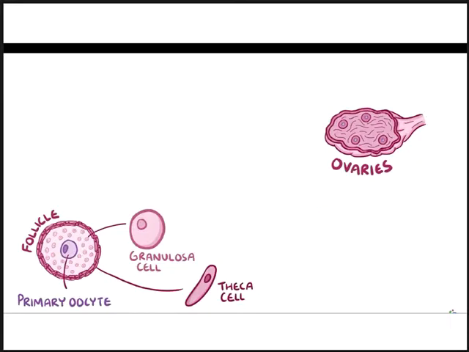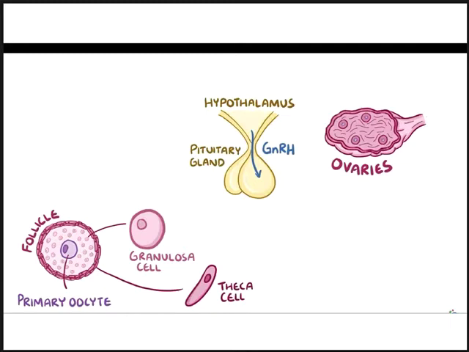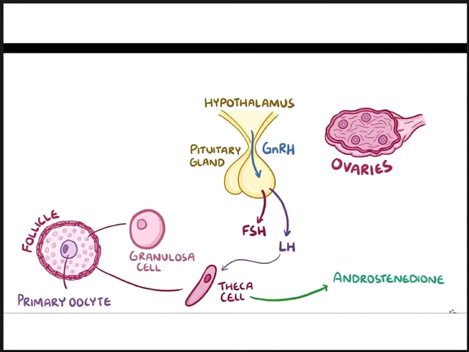Anyway, all of this process is ultimately controlled by the hypothalamus, which is all the way away from the gonads up in the brain. And the hypothalamus secretes gonadotropin-releasing hormone, or GnRH, which travels to the nearby pituitary gland and makes it secrete two hormones of its own, follicle-stimulating hormone, or FSH, and luteinizing hormone, or LH. FSH and LH then make the ovarian follicles secrete sex hormones. So, the theca cells make androstenedione, a sex hormone precursor, that the granulosa cells convert into estradiol, a member of the estrogen family, and progesterone.